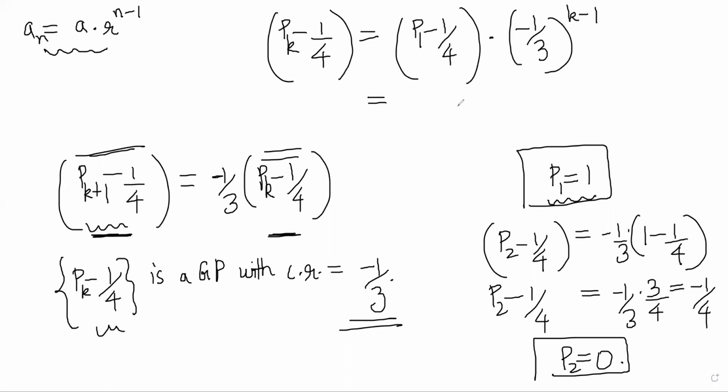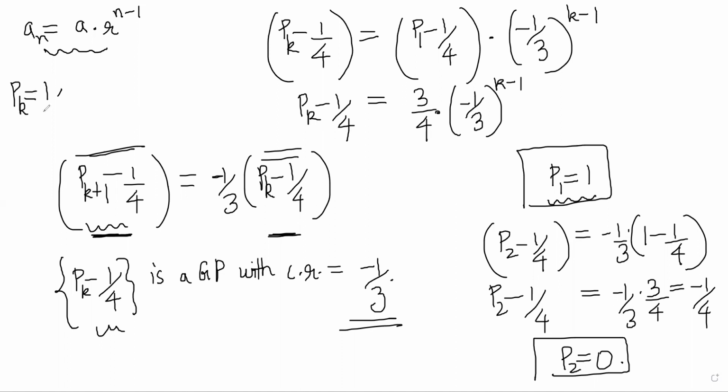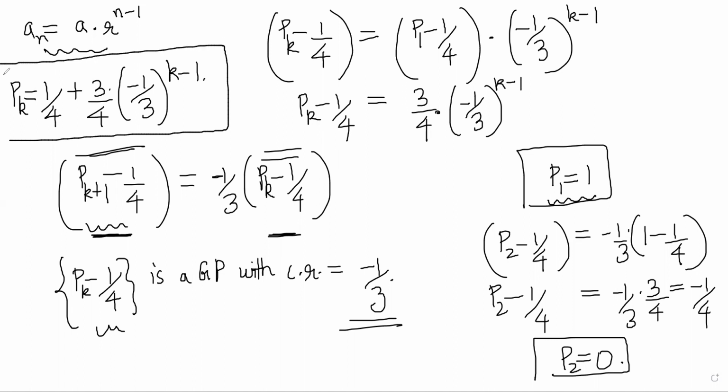Now P1 is 1, we already know. So this is becoming 3/4. And this is minus 1/3 to the power k minus 1. And this is Pk minus 1/4. So finally, we get the expression for Pk, which is equal to 1/4 plus 3/4 into minus 1/3 to the power k minus 1, right? This is my expression for Pk, which says the probability that A was used in the kth week, right?